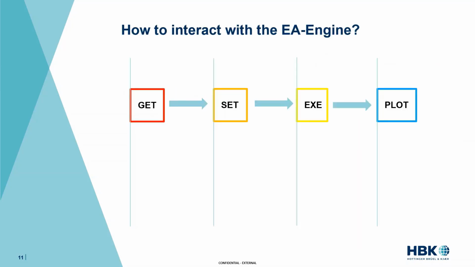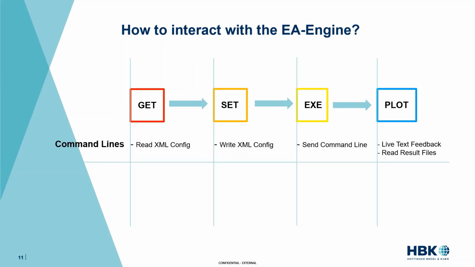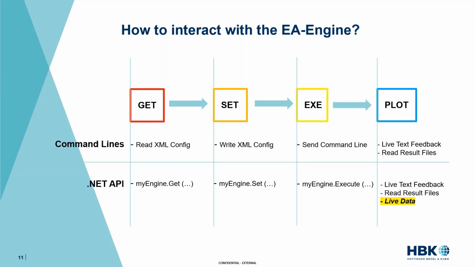So before we get into some code, how exactly do we interact with the EA engine? Well, we follow this scheme of get, set, execute, and plot. In the case of the command line, this looks pretty simple. We have some XML configuration files which control our test settings. So to get and set our test settings, all we need to do is read and modify these configuration files. Then we execute a command in the command line, and that runs our tests. In the plotting phase, we have live text feedback and the result files, but we don't have access to any visual feedback. But for the examples we're discussing today, we use the .NET API.